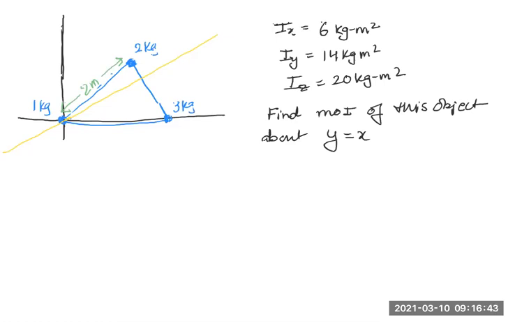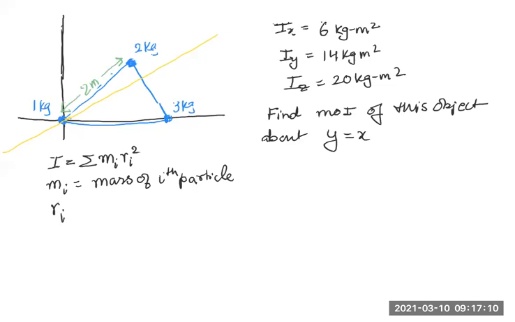For those of you who do not remember, moment of inertia is summation of m_i r_i squared. m_i is the mass of the ith particle, and r_i is the perpendicular distance of the ith particle from the axis of rotation. So in this case, this is the axis of rotation.